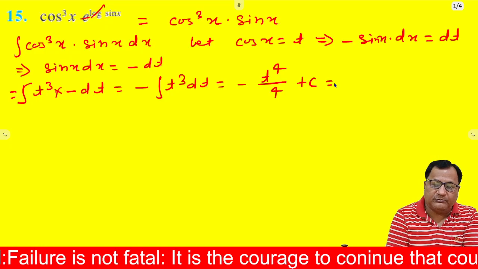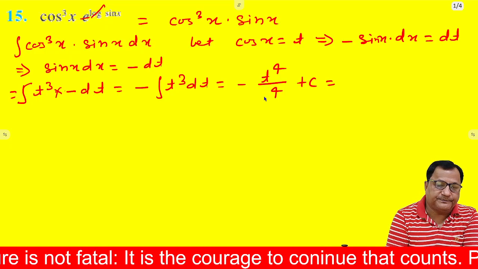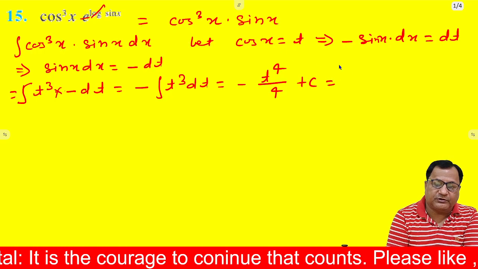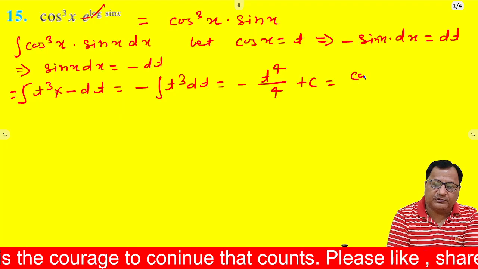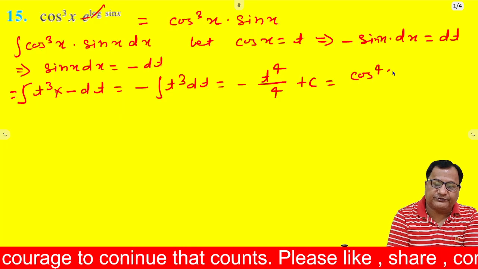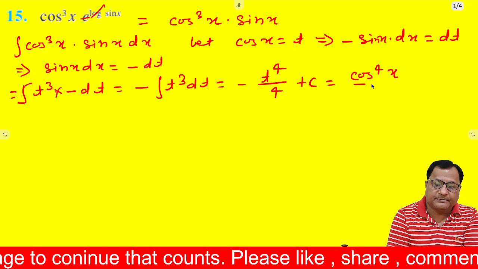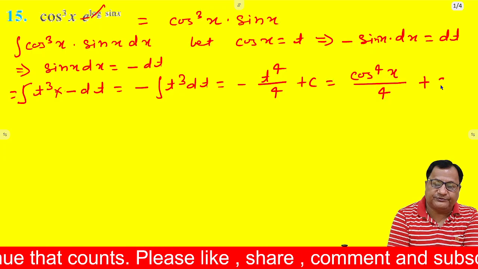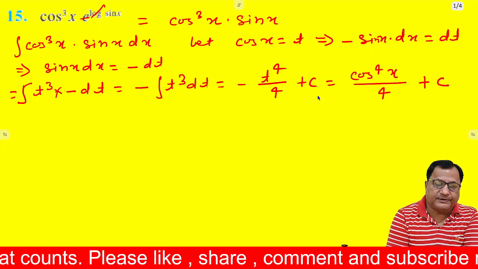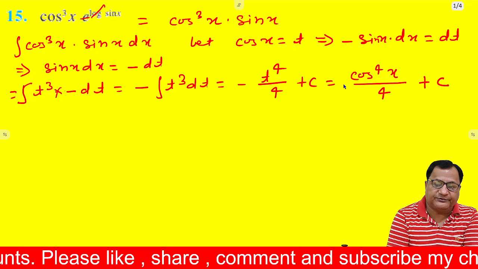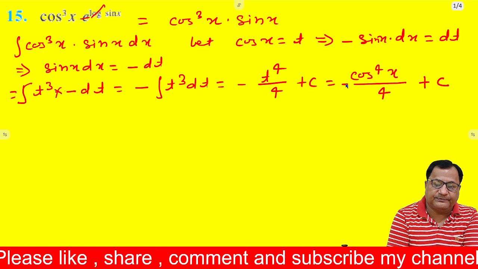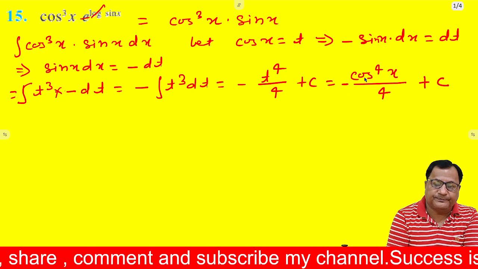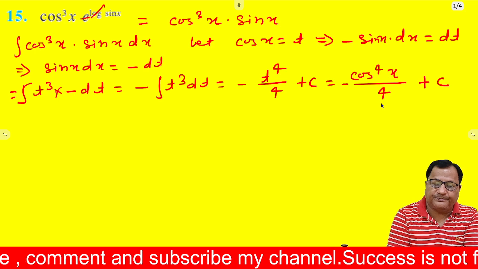If we put the value of t here, the value is cos x, so this will be cos to the power 4 x divided by 4 plus c, and here will be minus. This is minus. This is the answer.